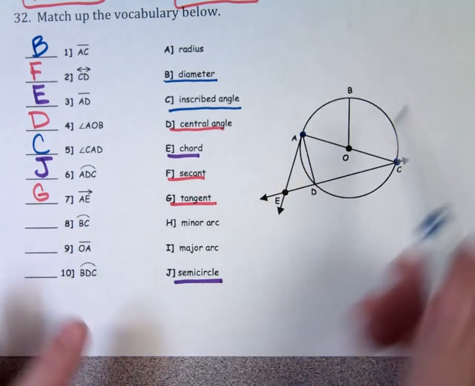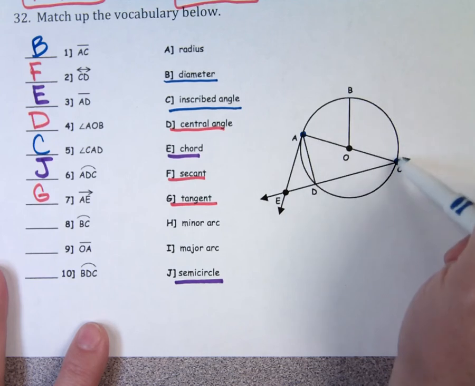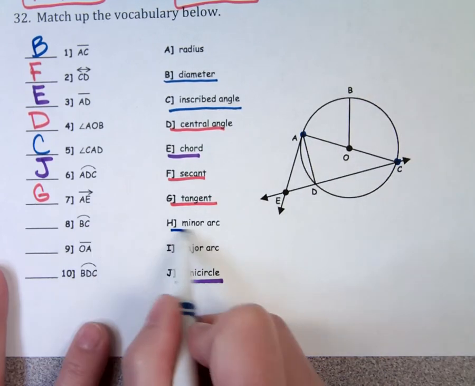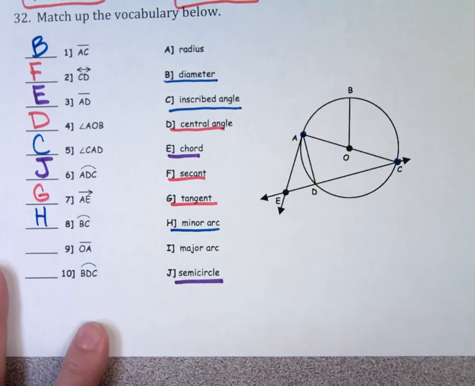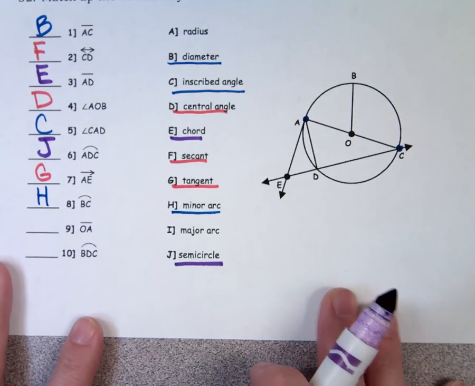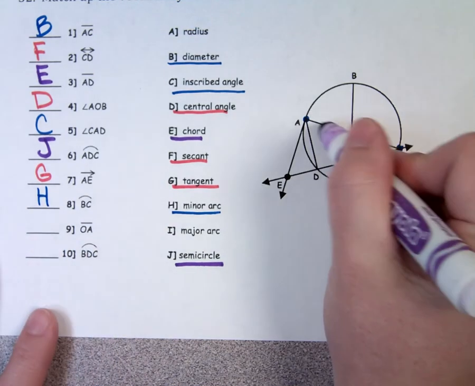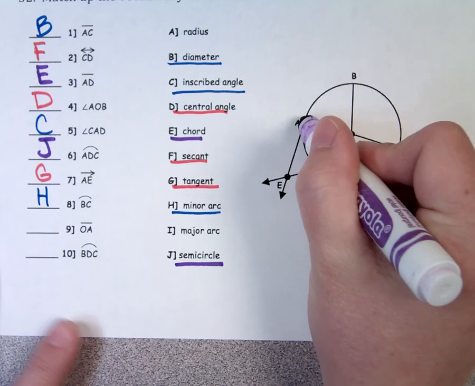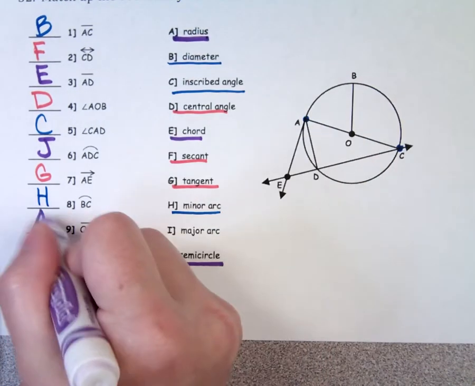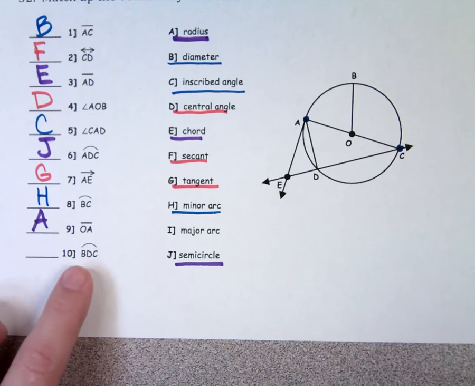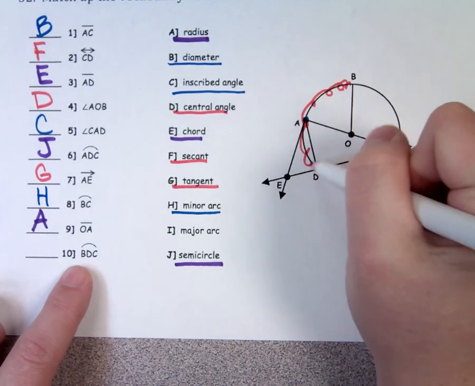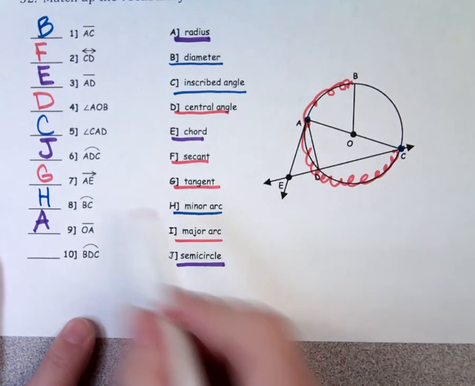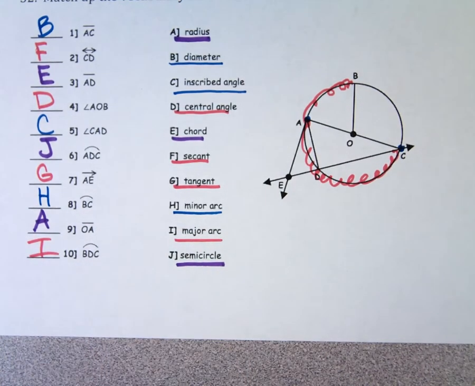Okay, the next one is an arc, arc BC. So this is a minor arc. It's less than halfway around. Remember, when you name a minor arc, you only use 2 letters anyway. Okay, the next one is segment OA. Segment OA starts at the middle of the circle and touches the circle, so that is called a radius. And then the last one is an arc, arc B all the way to D, all the way to C. That's more than halfway around the circle, so we call that one a major arc.